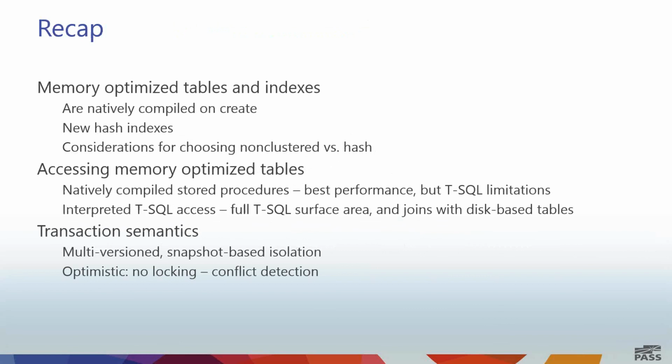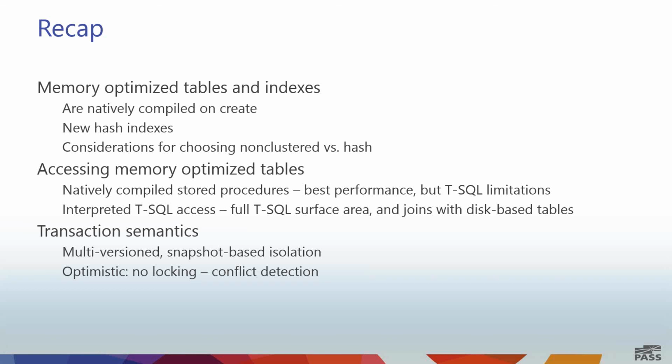So to briefly recap, we have these new memory optimized tables and indexes. They're natively compiled on create. We have this DLL, which is used for the actual data access, for cracking the rows, retrieving column values, doing the matching, etc. We have this new type of index, the hash index. You can also use a non-clustered index, which works a lot more like the non-clustered index you're used to for disk-based tables. There are some considerations for choosing one versus the other, where we usually recommend non-clustered as the safe baseline when you migrate your application, and you then later want to optimize your application by migrating some of those to hash.